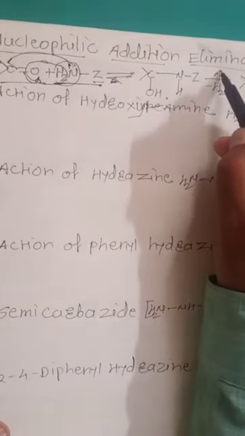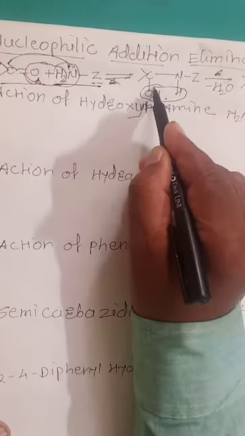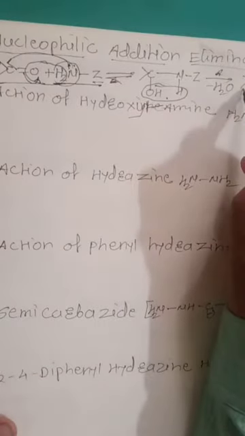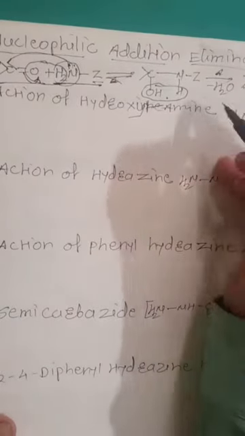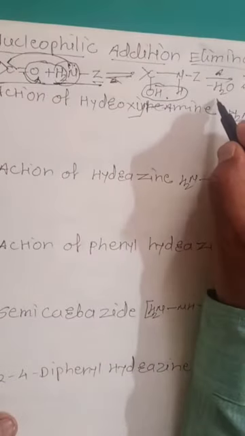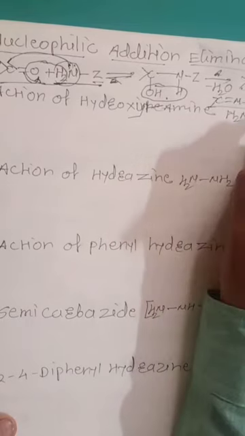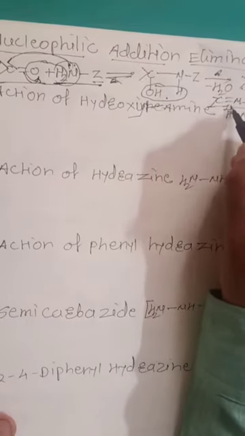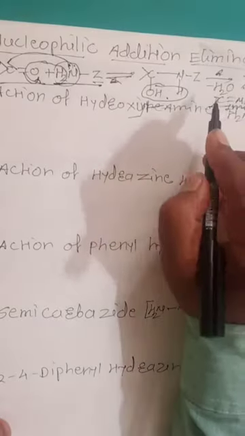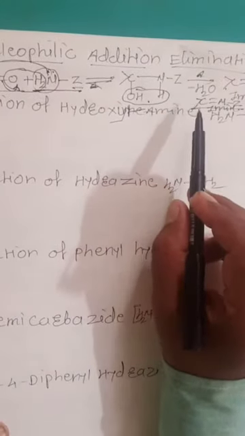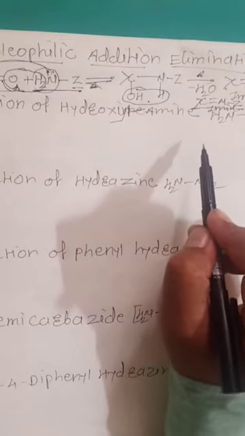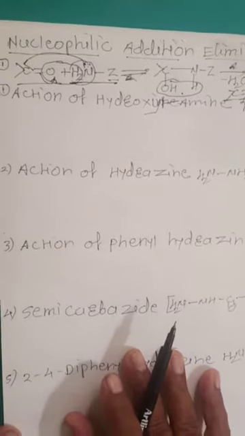When it is heated, then dehydration takes place and we get this C double bond N Z, means this is imine. This group is imine, so corresponding imine is formed and this imine is known as Schiff's base. So substituted imine is known as Schiff's base. You remember this. Then we'll consider some nucleophilic addition elimination reactions of this ammonia derivative.